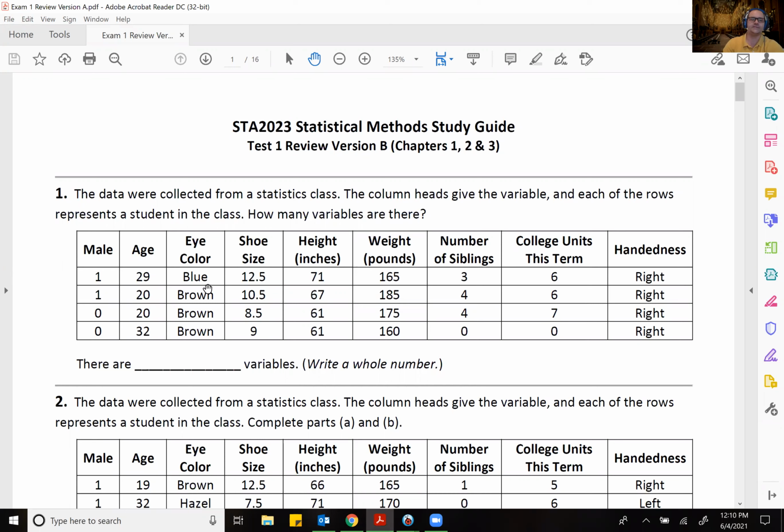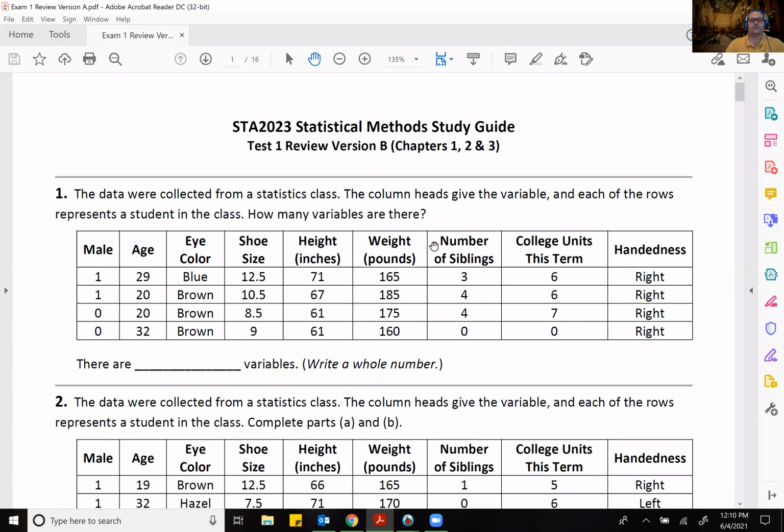How do we know that? Because it's like the questions that are being asked on their survey. Are you male or female? That's 1 variable. What is your age? That's 1 variable. What is your eye color? That's 1 variable. So if you count across the top, there are a total of 9 variables.